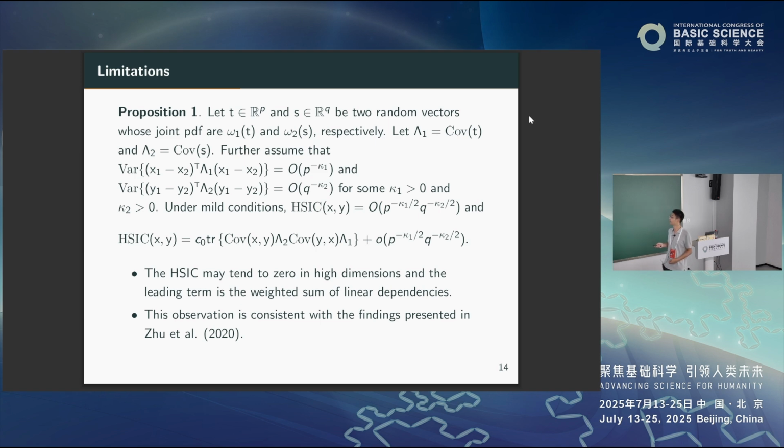So from this point of view, we can see why the HSIC degenerates to capture linear dependence. This is mainly because in high dimensions the HSIC degenerates to 0, with the leading term being the linear dependencies. So how do we overcome this issue? The idea is quite straightforward. As we know, it degenerates to linear dependence because the weight function peaks at 0.